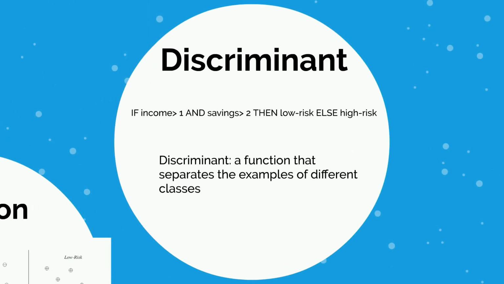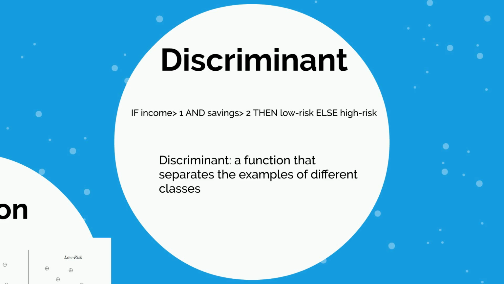First, you're trying to produce a discriminant, and a discriminant is simply a rule that's going to tell you whether or not you're a low risk or high risk customer. So the discriminant is simply a function that separates the examples of different classes. So in this scenario, it's pretty simple because we only have two output classes.